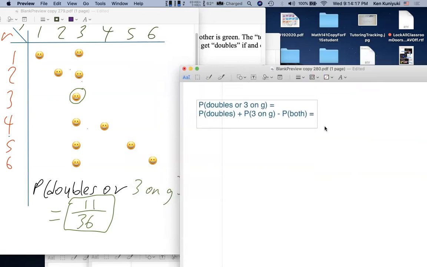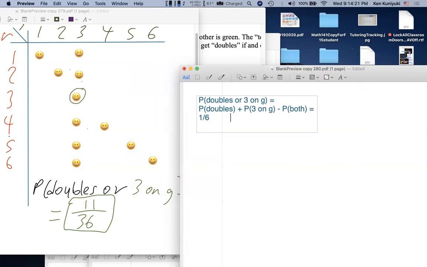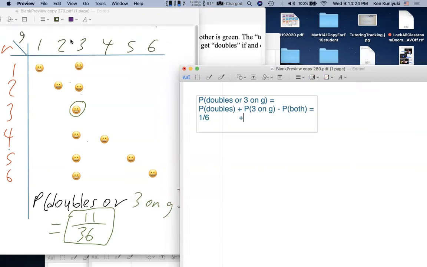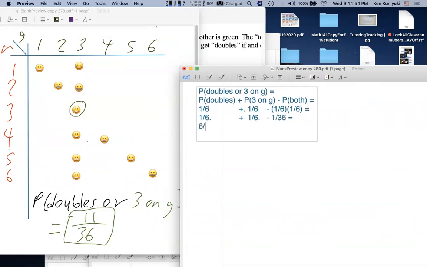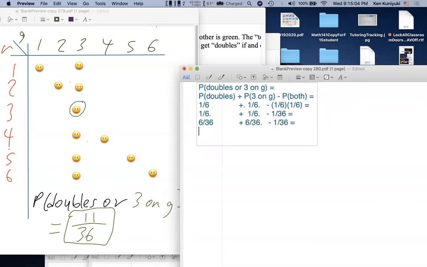Well, as we kept saying, the probability of doubles is 1/6, right? The probability of a 3 on green, that's a 1 die problem, right? That's just 1 out of 6. Now, the probability of both happening, right? By independence, both means the probability of doubles and a 3 on green. That's 1/6 times 1/6 by independence. 1/6 plus 1/6 minus 1/36. Common denominator, 6/36. If you don't understand what I'm doing, don't worry about it. 6/36 plus 6/36 minus 1/36 is 11/36.